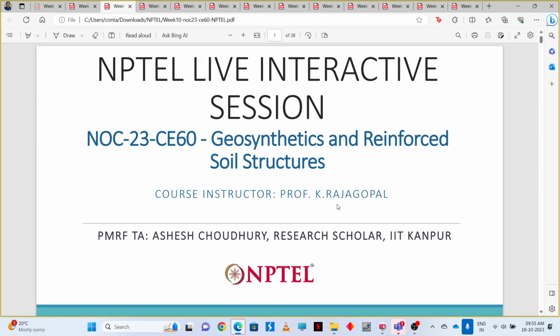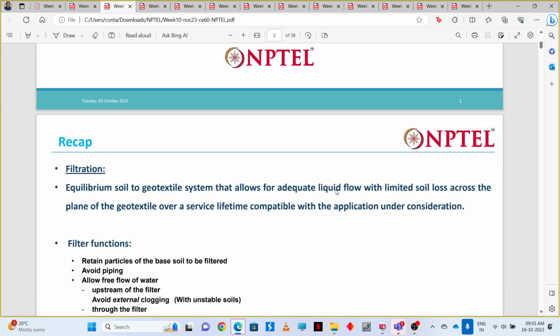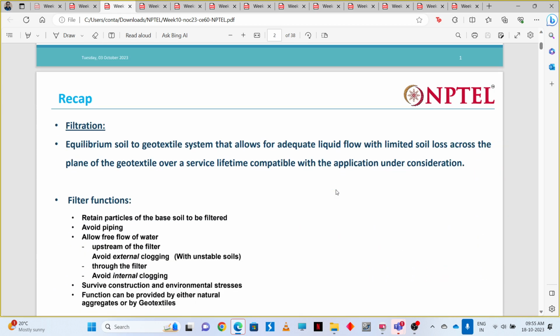Then in the 10th week we discussed filtration and drainage, and we solved a number of problems regarding them. Even in yesterday's class we solved a problem regarding leachate drainage. So we solved many easy and simple problems regarding filtration and drainage.